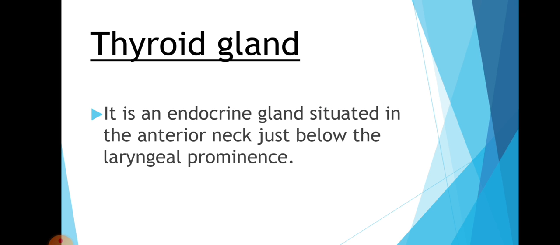So thyroid gland is an endocrine gland which is situated in the anterior neck just below the laryngeal prominence, that we also know as the Adam's apple. So there are two types of glands. One is exocrine gland and another is endocrine gland. Exocrine gland secretes enzymes and endocrine gland secretes hormones. So thyroid gland is an endocrine gland.